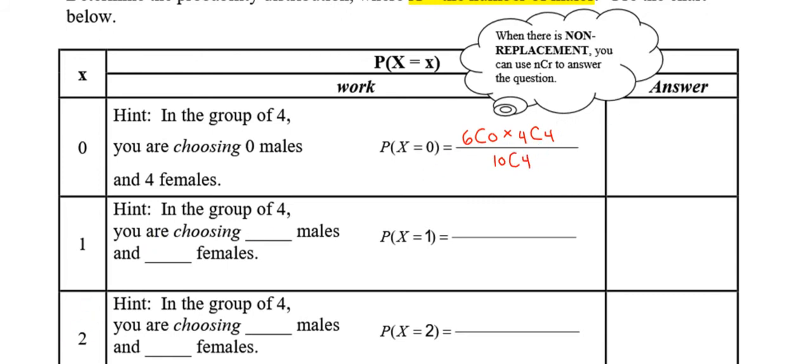And this works out to 1/210. If X is equal to 1, that means we're choosing 1 male and 3 females. There are 6 males, we're going to choose 1, and 4 females, we're going to choose 3, out of 10 people, and we're going to choose 4. And in lowest terms, that works out to 4/35.